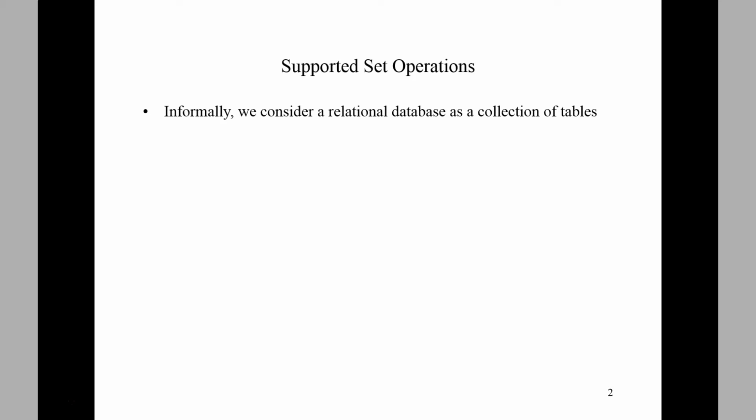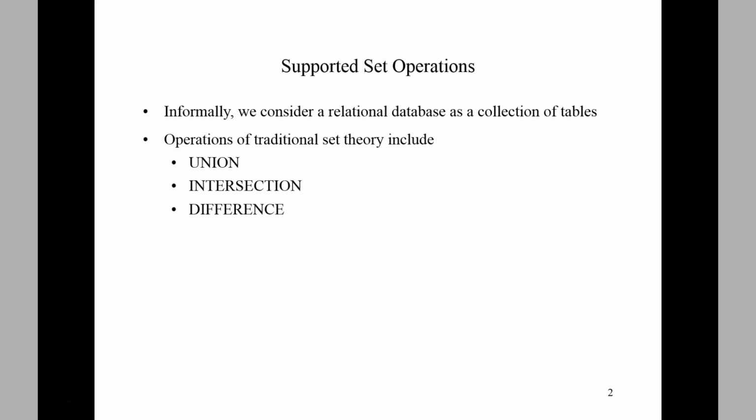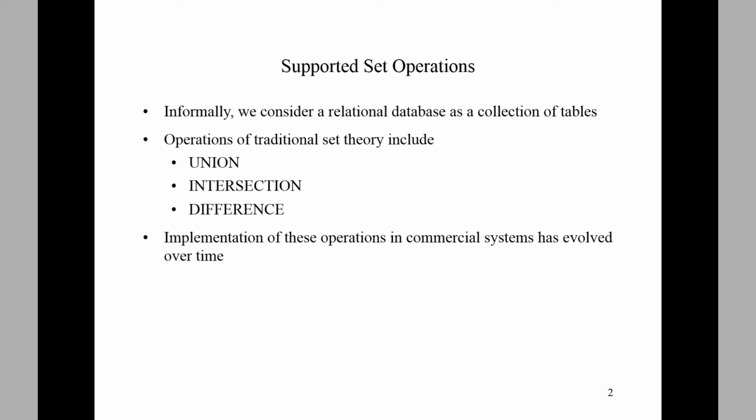We'll discuss these operators and provide some context where they might prove quite useful in practice. The operations include union, intersection, and difference. Implementation of these operations in commercial systems has evolved over time. Union has been directly implemented by commercial products essentially from the beginning.